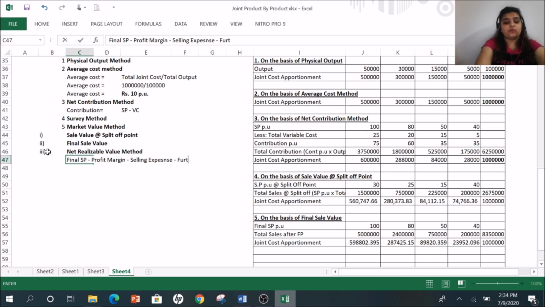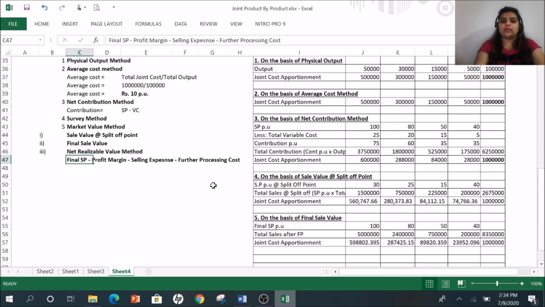From that I am removing the further processing cost also. If I remove the further processing cost, I will get what is the realizable value, or what am I going to realize per unit for my joint cost, correct? That is known as net realizable value method.